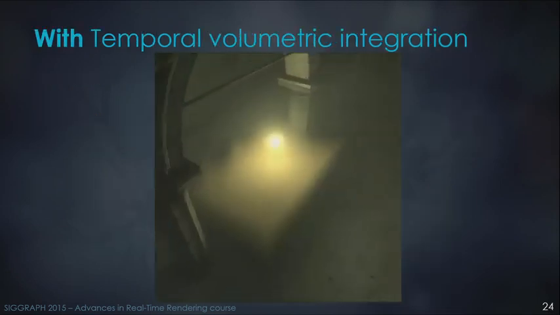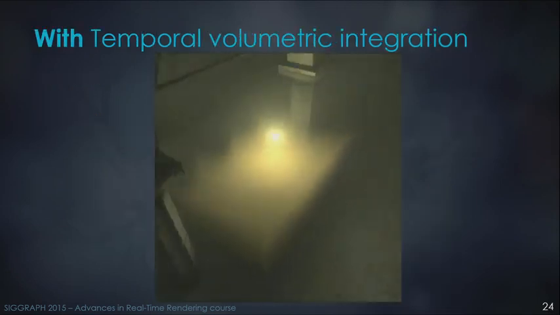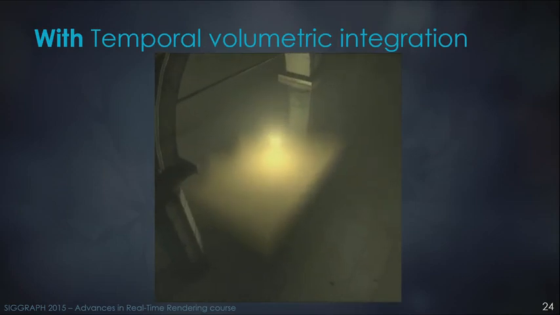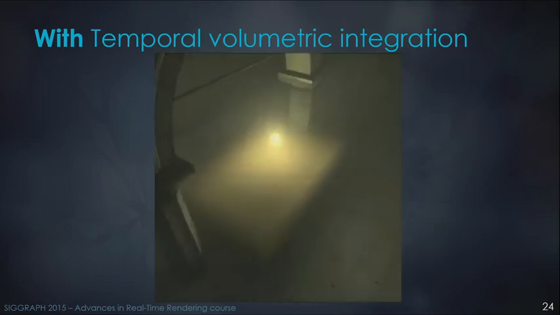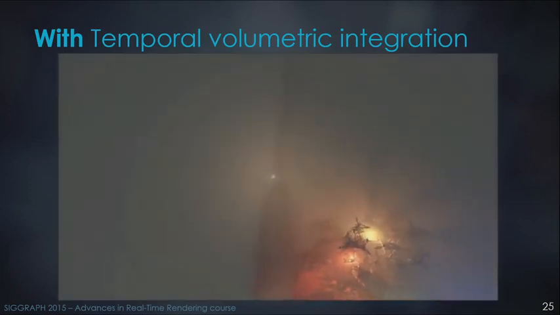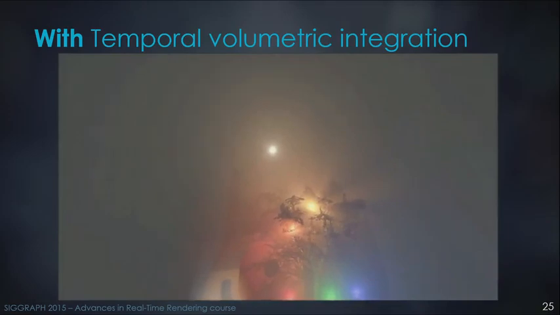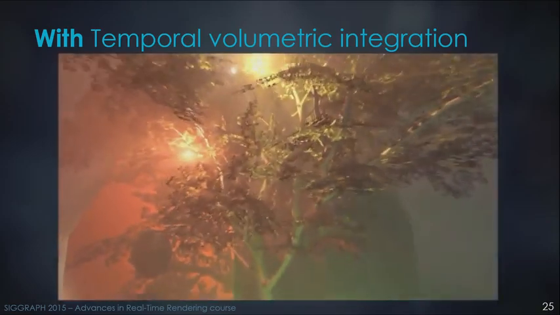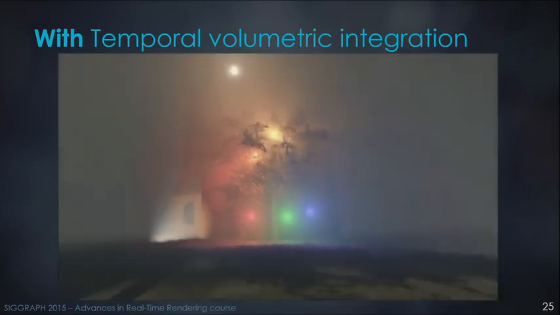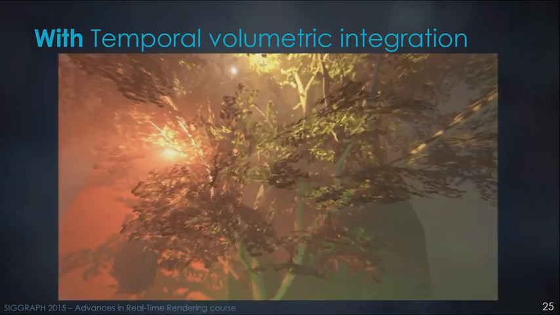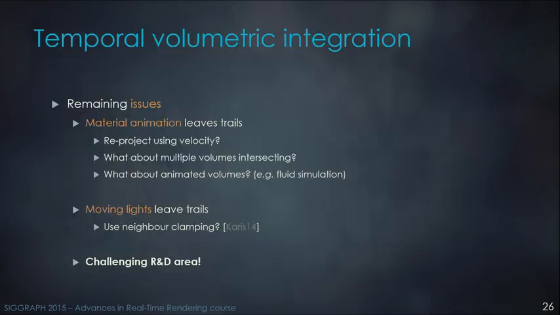So this solves a lot of problems. So you can see that's before the temporal integration, and then once you enable it, you basically have everything fixed. And same for this scene, the volumetric shadows from the trees, they all look soft. You can still see them moving, and the lights on the ground are no longer flickering also when you move. So this is still an improvement, but not good enough, I think.